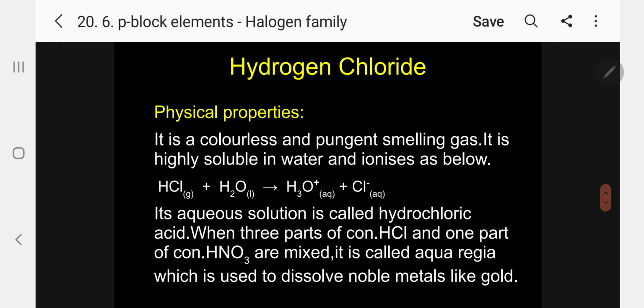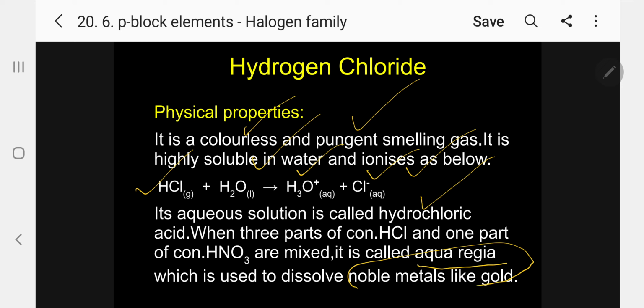Coming to physical properties, it is a colorless, pungent smelling gas. It is highly soluble in water and ionizes as follows. HCl plus water gives H3O plus and Cl minus. Kindly follow. Its aqueous solution is called hydrochloric acid. When 3 parts of concentrated HCl and 1 part of concentrated nitric acid are mixed, it is called aqua regia. We have seen already, which is used to dissolve even noble metals like gold.